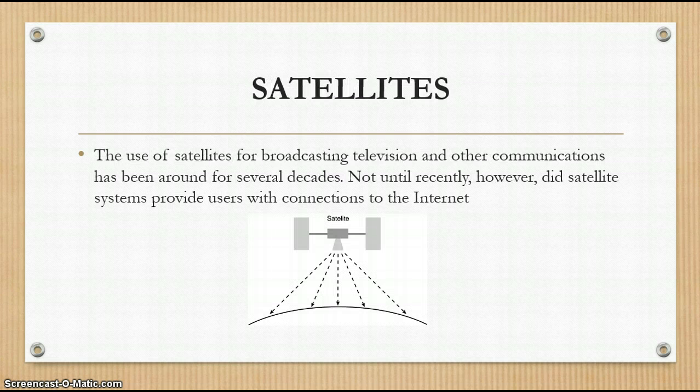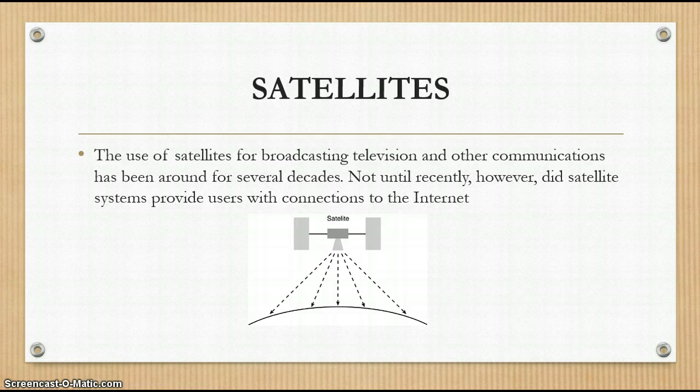The use of satellites for broadcasting, television, and other communication has been around for several decades. Not until recently, however, did satellite systems provide users with a connection to the internet. The figure shows data rates applicable with up to 1.5 Mbps download. Some satellite systems support two-way exchange of data, allowing a user to send data up to the satellite.